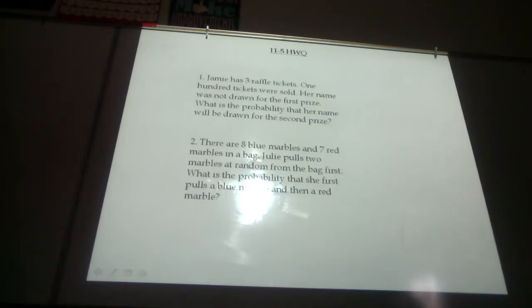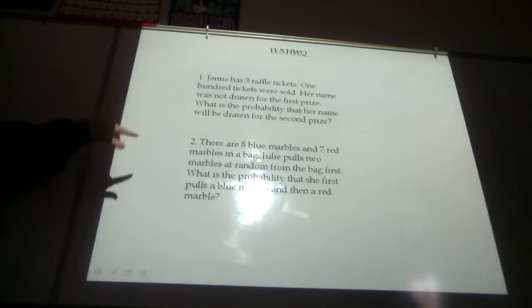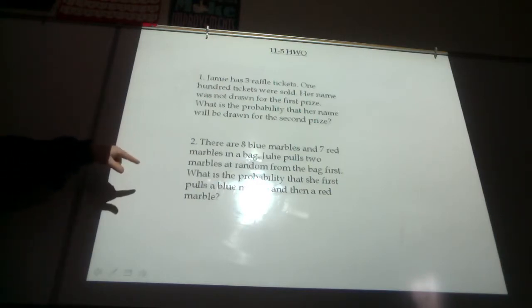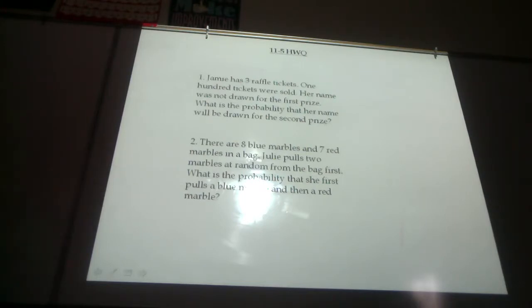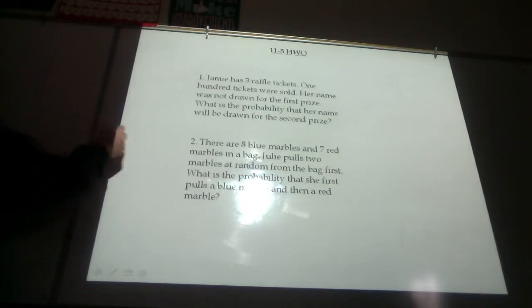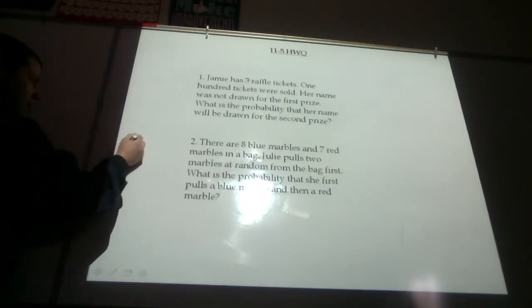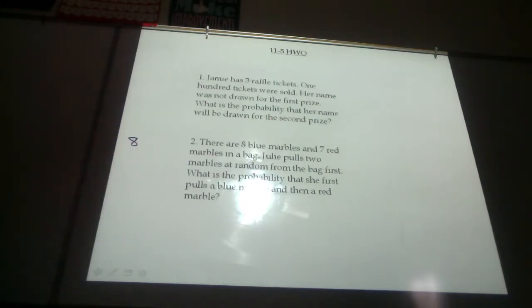Okay? So, to find probability, we need to compare part to whole. The first thing we're trying to find is a blue marble. How many blue marbles are in there? 8 blue marbles. So I'm going to just write 8 right here. How many total marbles are in the bag? 15.